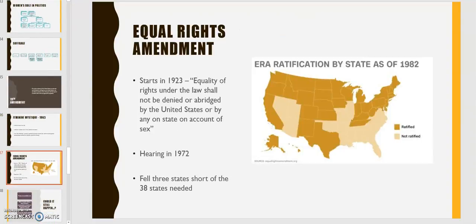All right, so the Equal Rights Amendment, the ERA, starts in 1923, and it would have stated equality of rights under the law shall not be denied or abridged by the United States or by any state on account of sex. So we don't actually get a hearing on this until 1972, and then it falls short of the 38 states by 3. So we need 38 states. We can only get 35 of them to ratify it. You'll notice that Wisconsin does ratify the ERA, but our neighbors to the south, Illinois, do not.